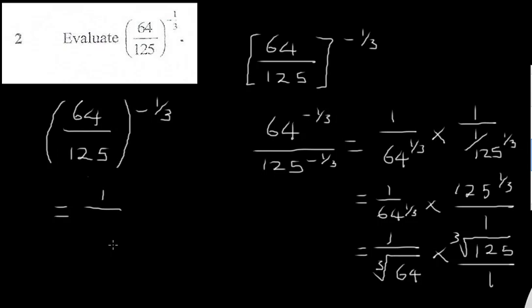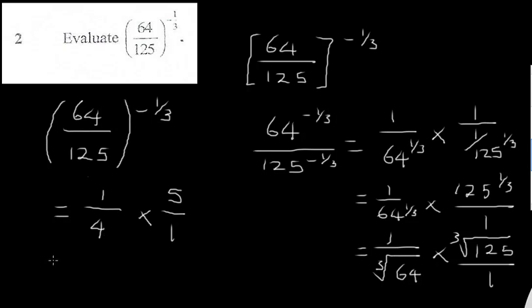So when you multiply 3 times, you get 64. So the cube root of 64 is simply 4, multiplied by the cube root of 125. The cube root of 125 is 5. So when you multiply 5 three times, you get 125. So we'd have 5 over 1, right?